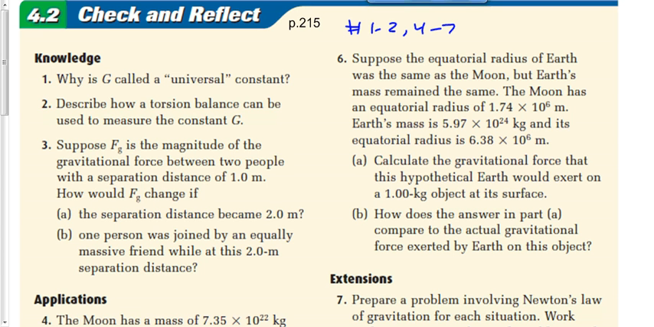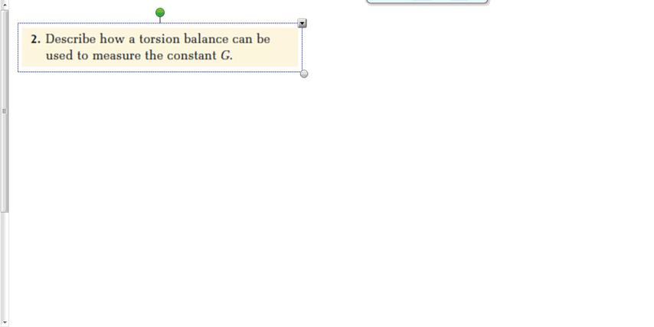We had a total of 6 questions to do over the weekend for homework, and we want to go over 3 of those questions now from page 215, number 2, number 5, and number 6. Number 2 says, describe how a torsion balance can be used to measure the gravitational constant G.